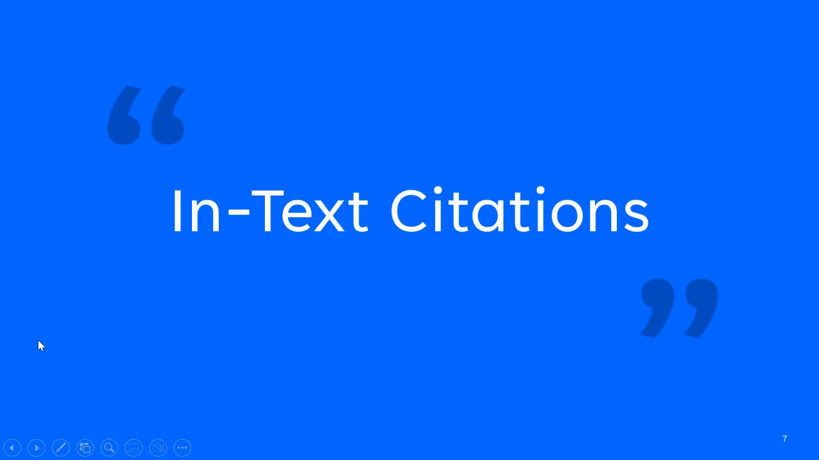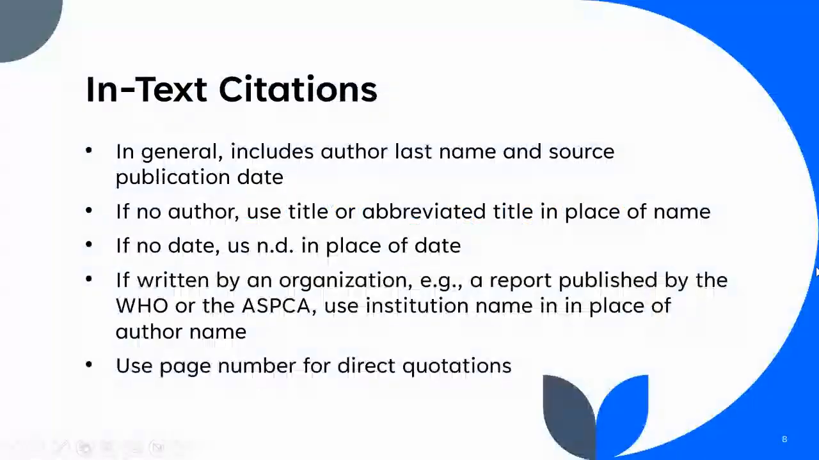Okay, so the next topic is in-text citations. In general, APA in-text citations will include the author last name and the source publication date. If there is no author, you will use the title or abbreviated title of the work itself. That's slightly different if it's written by an organization.